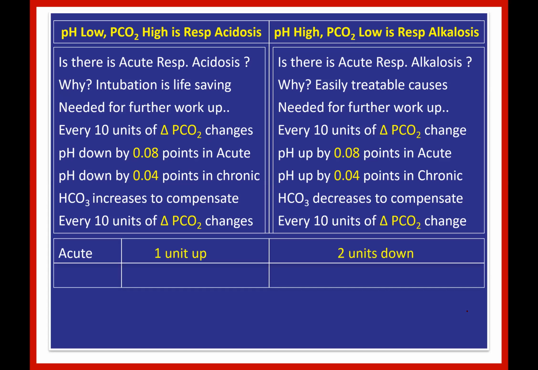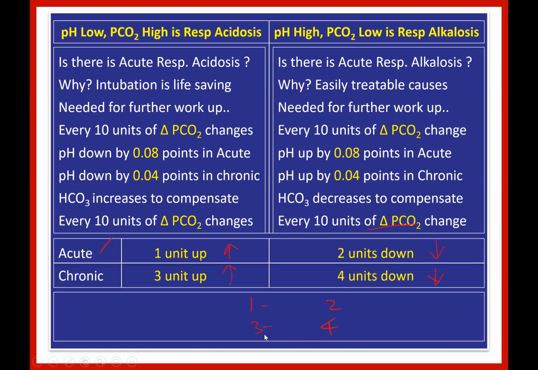In acute respiratory acidosis, the PCO2 is up, so the secondary variable, bicarbonate, will also be up by 1 unit. In chronic, it will be 3 units up. There is more time, so the compensation is more. Whereas in alkalosis, the PCO2 is lower, the carbon dioxide is washed out, and naturally the bicarbonate will also be lower, 2 units down, and here 4 units down. So this 1, 2, 3, 4, you have understood. This also we have looked at, okay?